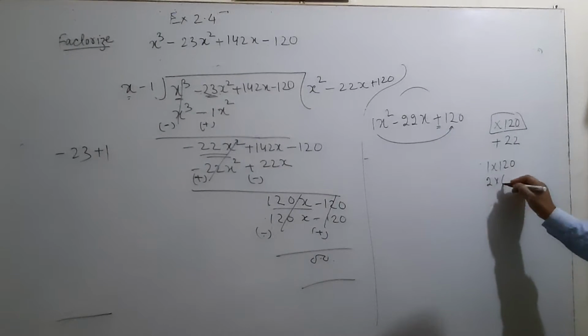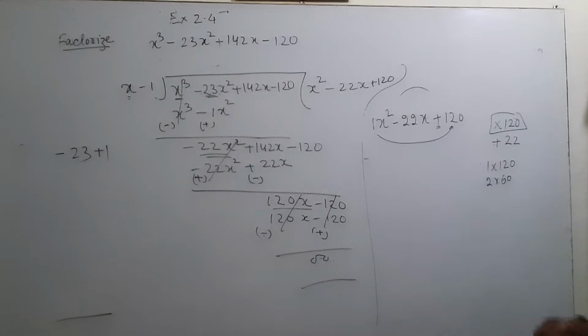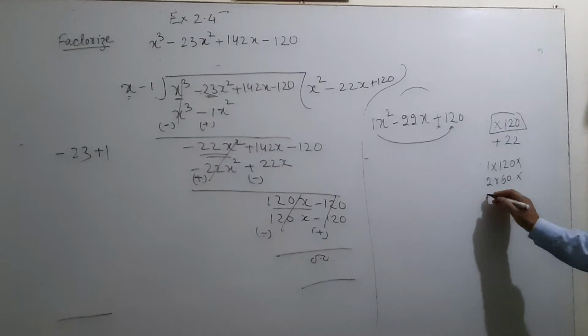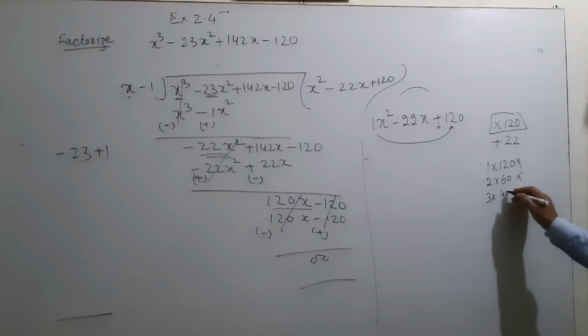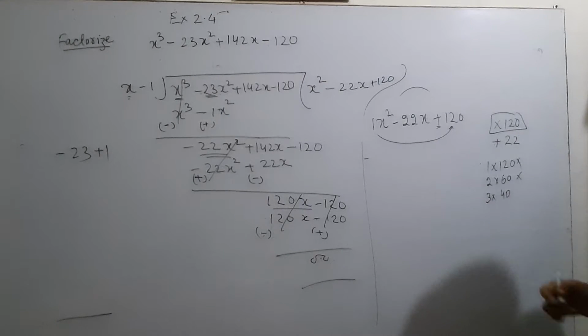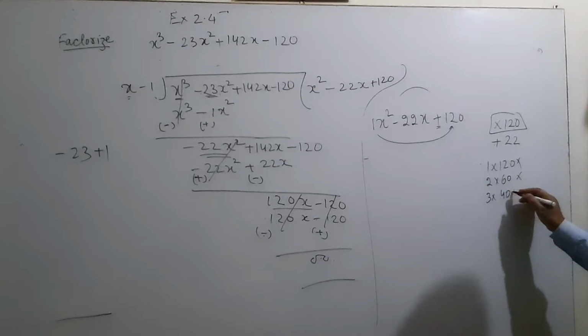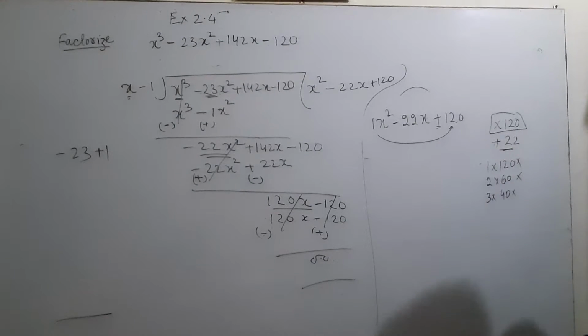2 into 60, 60 into 2, is 120, and their sum 60 plus 2 is 62. It is also wrong. Now 3 into 40, 40 into 3 is 120. 40 plus 3 is 43. It is also wrong. We have to find 22.